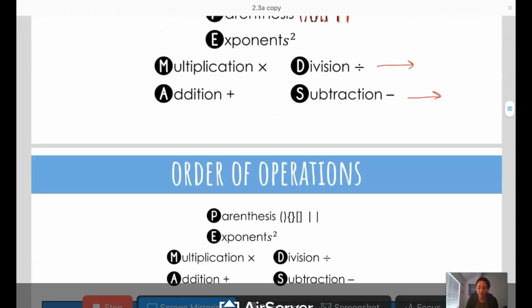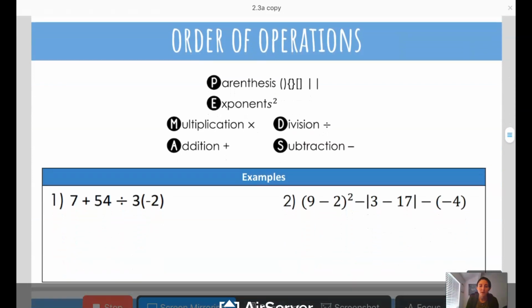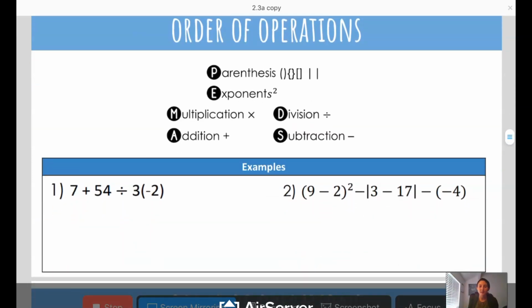All right, let's look at some examples. I'm going to leave the order of operations up there to help you. Number 1 says 7 plus 54 divided by 3 times negative 2. Let's go through our operations and check them off as we go. First is parentheses or any grouping. We do have parentheses here, but there's nothing to simplify inside them. Those parentheses are just there to tell us to multiply that negative 2 by the 3. So we're done with parentheses.